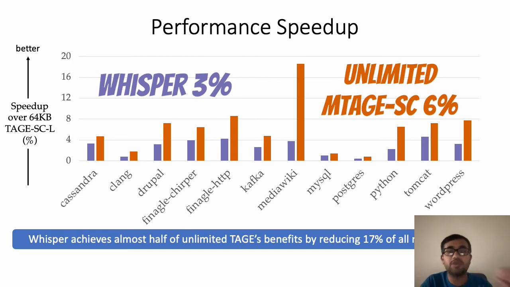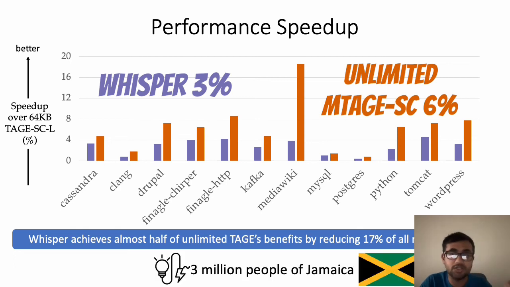If we can improve the performance efficiency of all data center applications by this same margin, we can have the same impact as reducing the carbon footprint of the whole country of Jamaica.